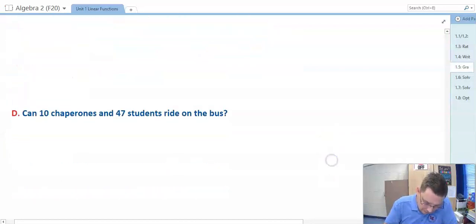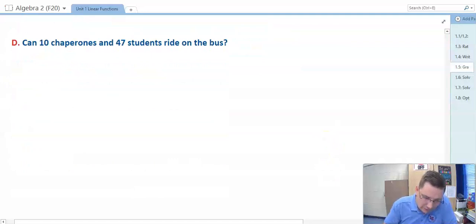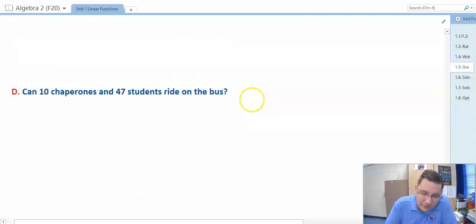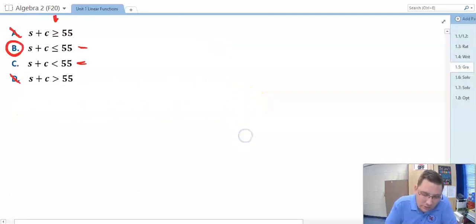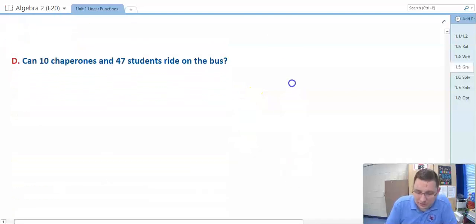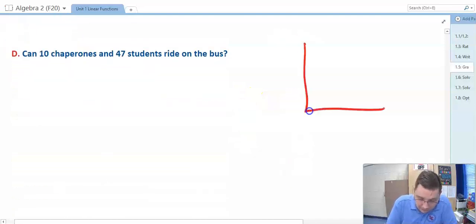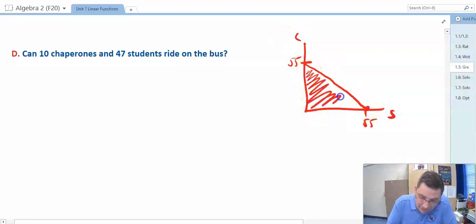Now, let's go to part B. Can you fit 10 chaperones and 47 students on this bus? So we could graph this and see where the shading is. And again, if we were to graph this out with students and chaperones, this is very simple: we'll have 55 here and 55 here, students to chaperones, and it will look like this. And then 0, 0 would work, so all my shading would be down here. And so we want to know 10 chaperones, 47 students.